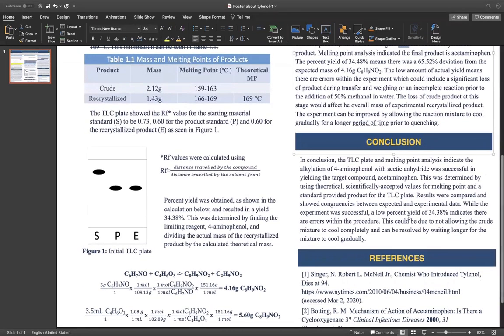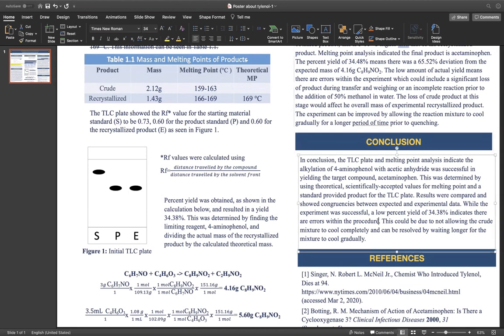I'm going to move to the conclusion. In the conclusion, you do want to pick a set of data that you're comparing and confirming that the product that you were intending to synthesize was indeed synthesized. So if you opt to discuss in terms of melting point, then do include the theoretical melting point of acetaminophen and the recrystallized, right?